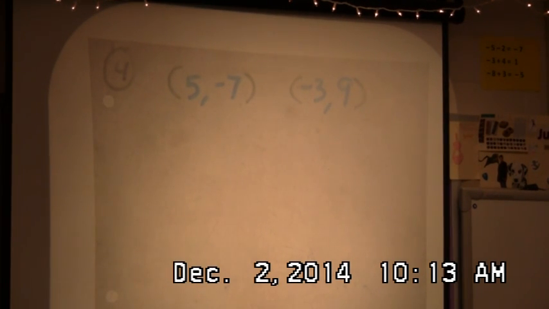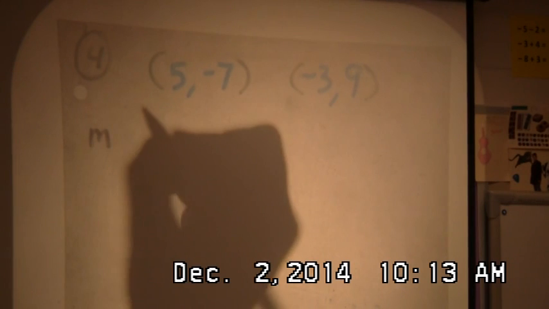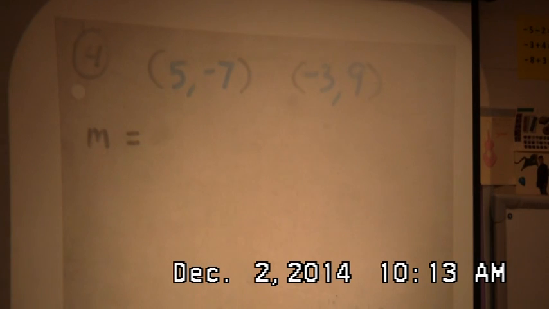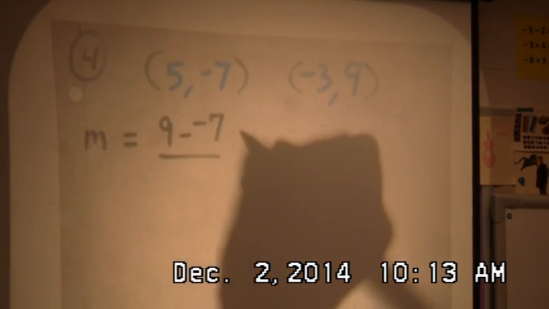All right, how do I start this? Subtract 5, 5. Good, but what are you calculating right now? What are you finding right now? Slope, good. So we can start it with an m equals to show that I'm doing the slope right now. 9, what's after the 9? Excellent. Minus a -7. And then what goes on the bottom of that?